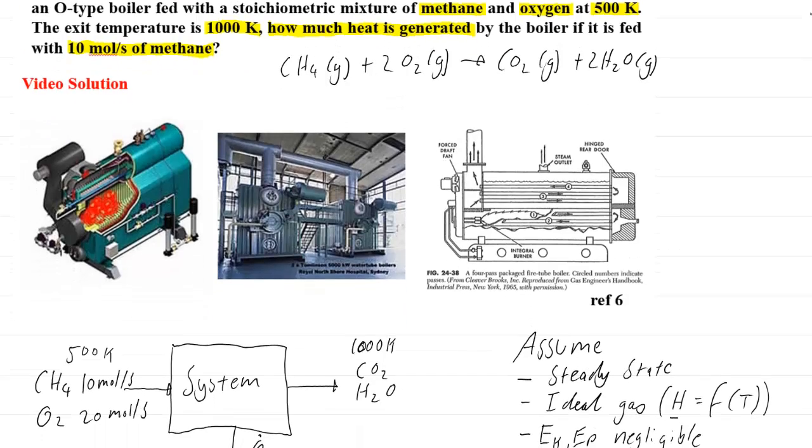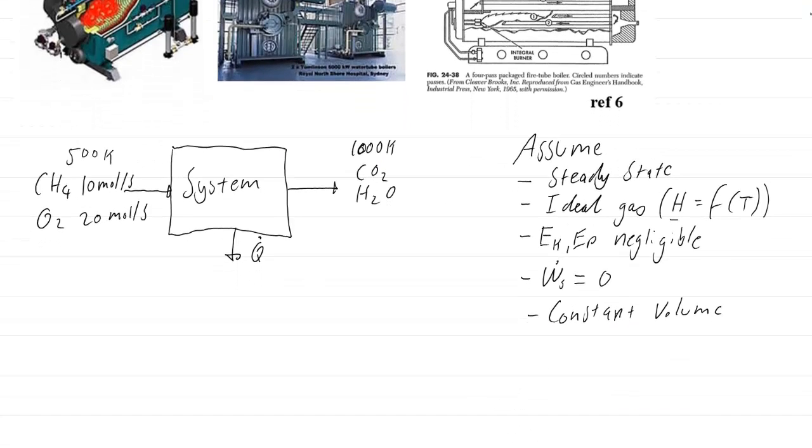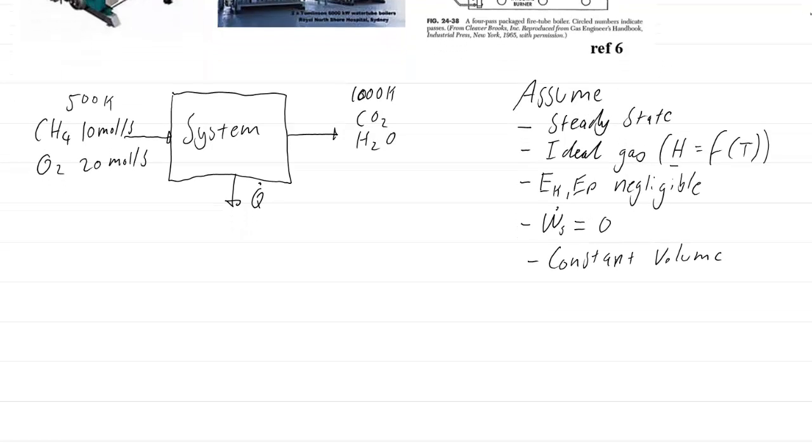So I've started by looking at this problem, and of course we start by drawing the system. And so the system's pretty straightforward here. So I've got my inlet conditions, which is the methane and the oxygen coming in at 500 degrees Kelvin, and then I've got my outlet conditions, which is at 1000 degrees Kelvin, which is just CO2 and H2O. And so I've got heat leaving the system, which is what I'm interested in.